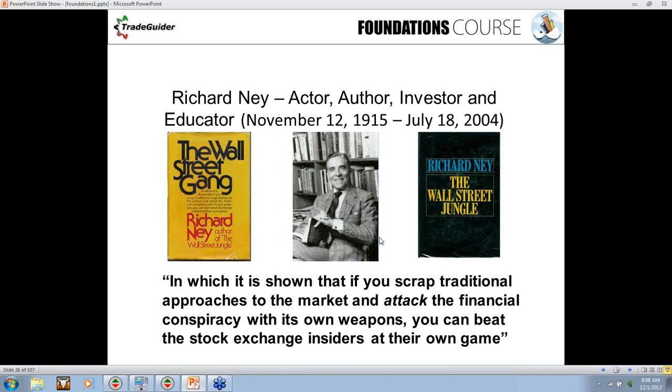Great books. I've got 3 books by Ney, 2 of them are signed. You may have heard of these books, The Wall Street Jungle and The Wall Street Gang. He's got some great comments in these books, some really funny ones. He said that if you scrap traditional approaches to the market and attack the financial conspiracy with its own weapons, you can beat the stock exchange insiders at their own game. What he means is if you understand the game, you can make a lot of money. And you don't have to do anything illegal. That's the wonderful part about this, because all we're doing is reading the information in the chart.